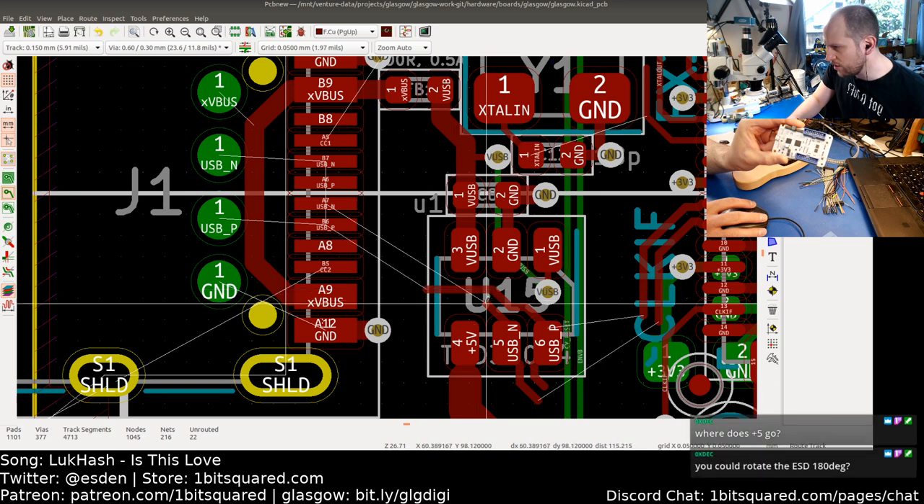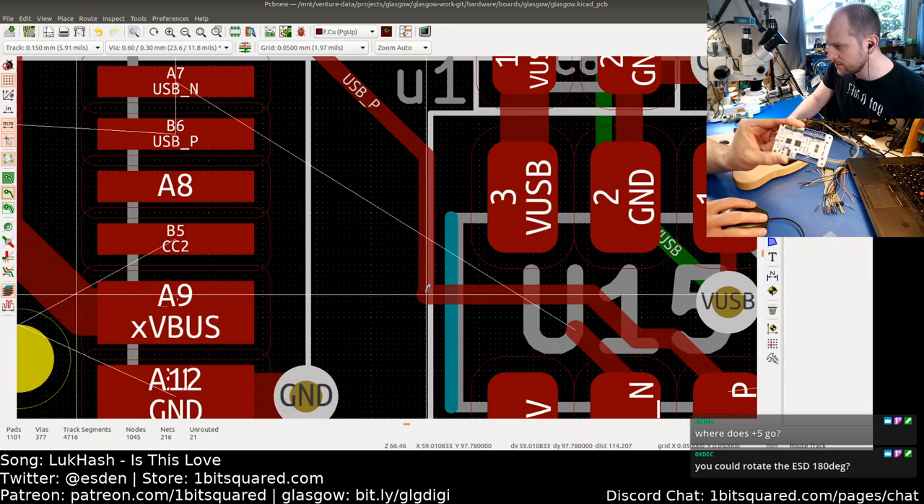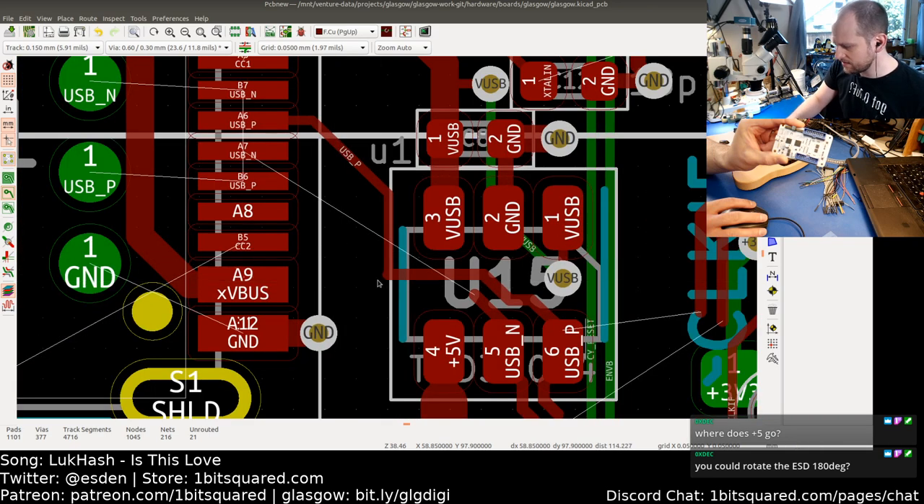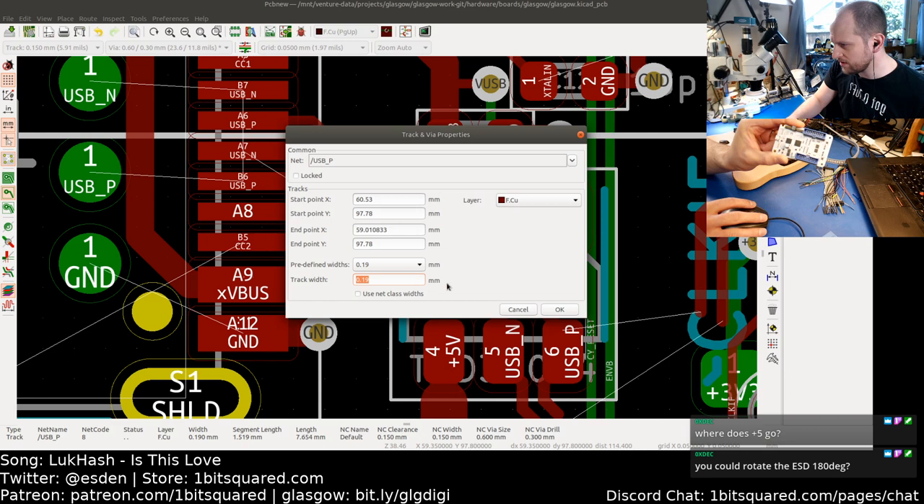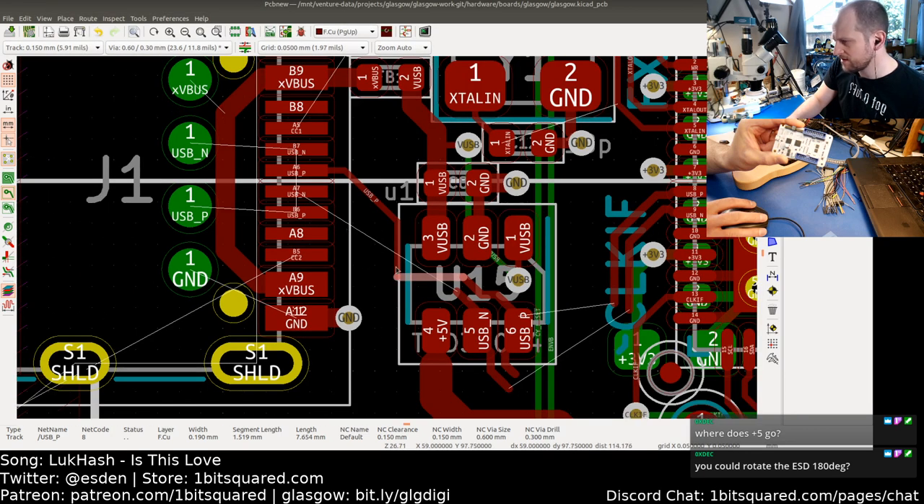If I block myself... So basically you would go this way. One. Why is this a thicker trace? What is going on here? Oh, because of... So diff pair to get the right impedance. I guess that's what it is.